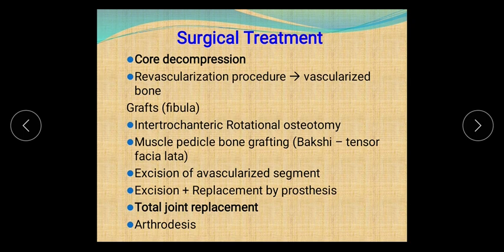Other treatment is excision of the avascularized segment. This is rarely done. Another is after the excision, it has to be replaced by the prosthesis. This is also a less common procedure because the best procedure is the total joint replacement. Here we are excising the head of the femur and replacing it by a prosthesis, and also the acetabular side is being replaced. Acetabular cup is applied, that is acetabular component and femoral component, both are replaced. So this is called total joint replacement.